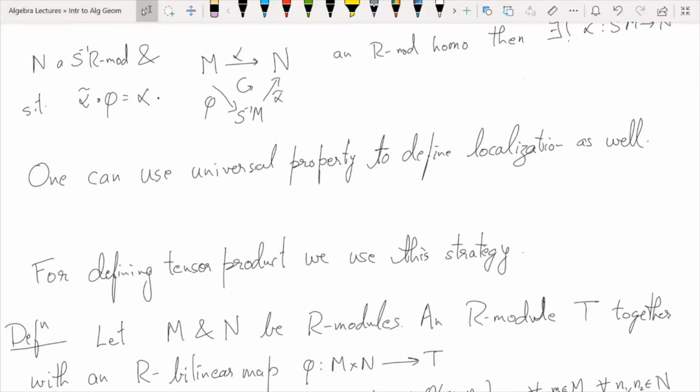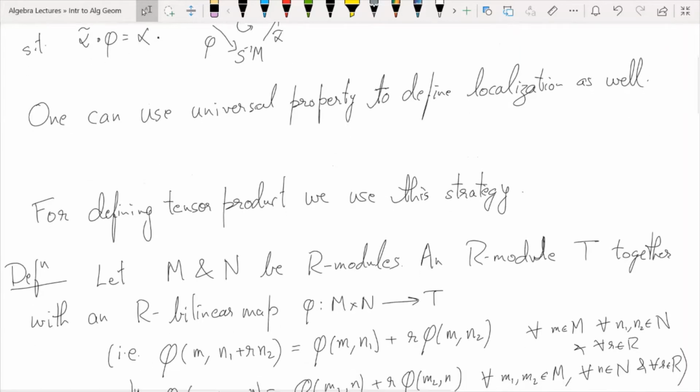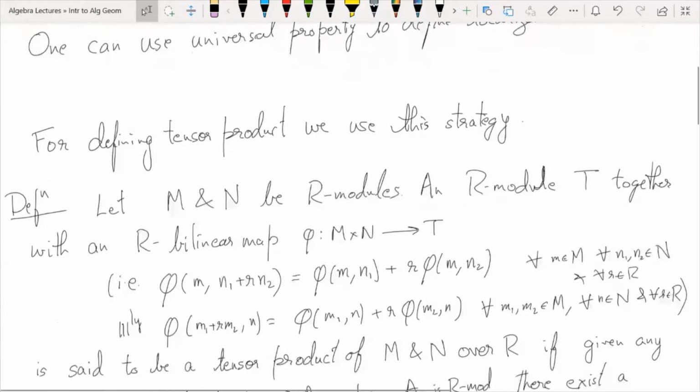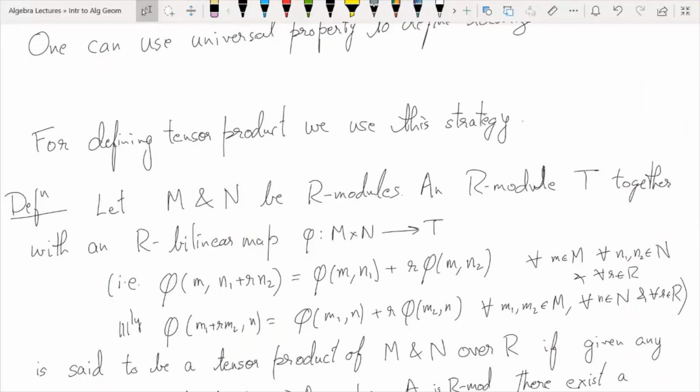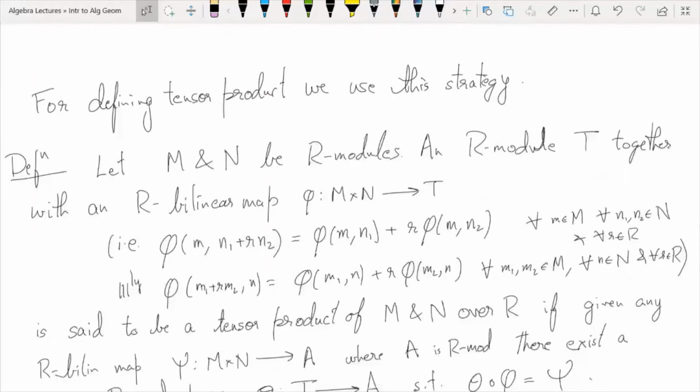Okay. So let's start with the definition of tensor product. So let M and N be R modules. Is there any question? No. Okay. So let M and N be R modules, and R module T together with an R bilinear map phi from M cross N to T.